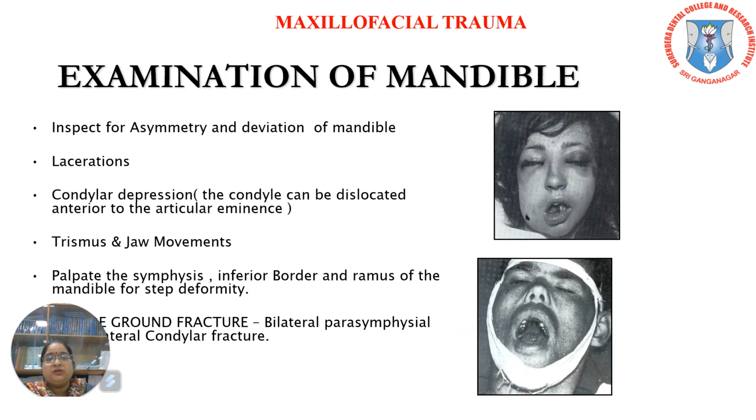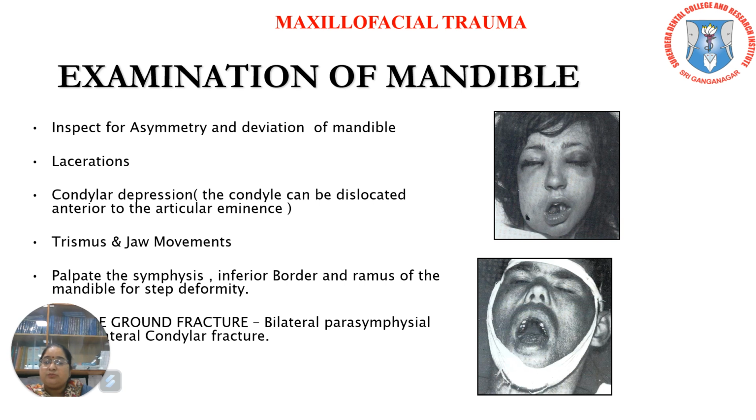Now coming on to examination of the mandible. Inspect for any asymmetry or deviation of the mandible. In the first picture, we can easily see there is asymmetry of the mandible and deviation of the mandible towards the right side. Laceration, intraoral, extraoral laceration can be there. Condylar depression, the condyle may be dislocated anterior to the articular eminence. The patient can have trismus or limited jaw movement. We can palpate the symphysis, inferior border of the mandible, ramus of the mandible, for any step deformity.